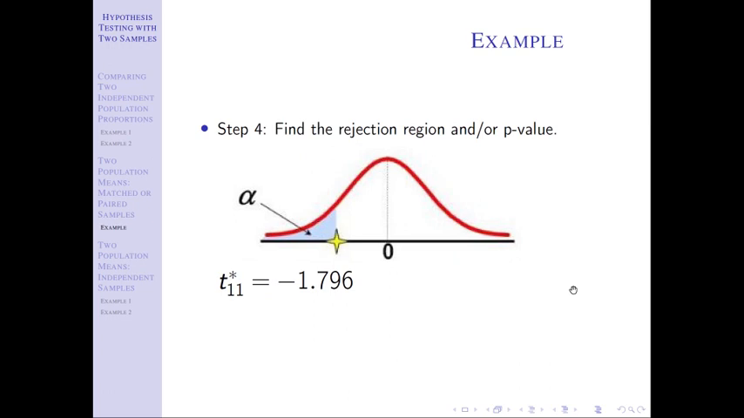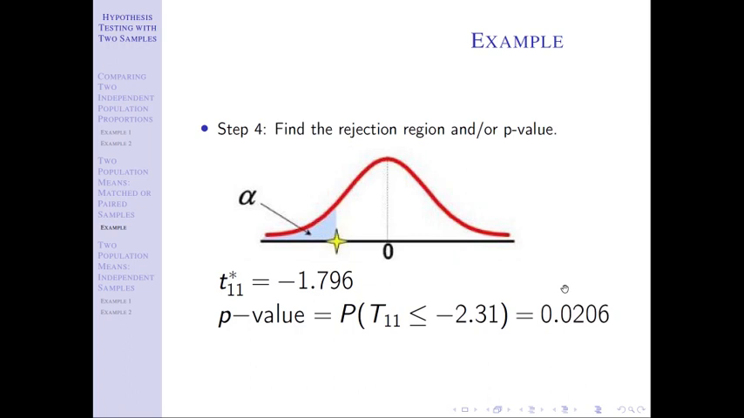Remember how we write our probability statements for p-values. Again, this is a less than test, so we have a less than or equal to in that probability statement. We can go to Excel to get the exact p-value. It is less than alpha, so we have confirmed that we didn't do anything too wonky there.